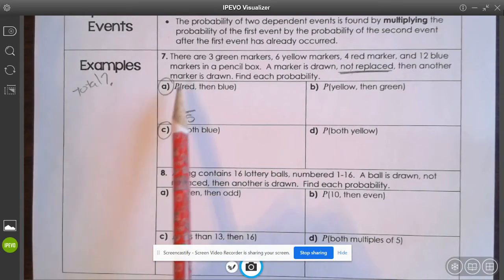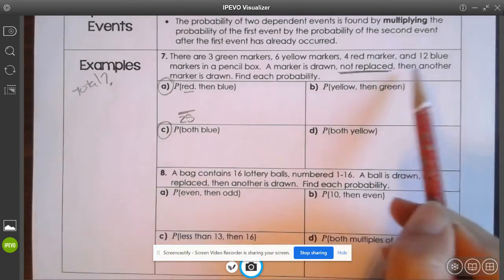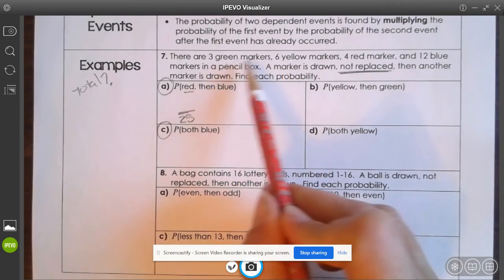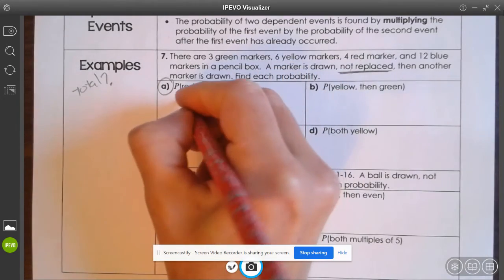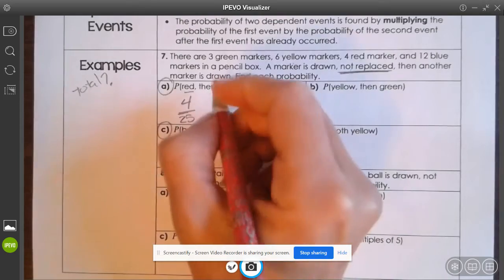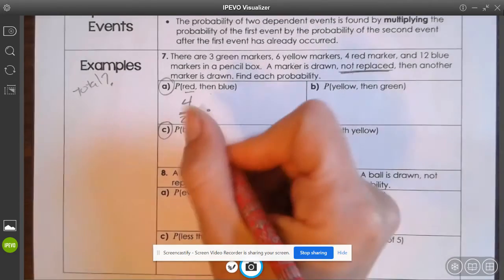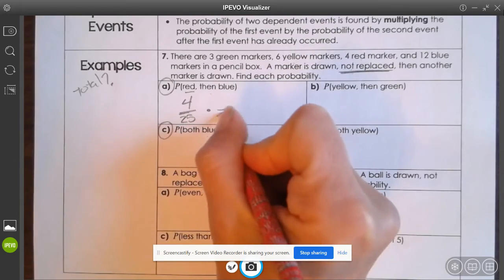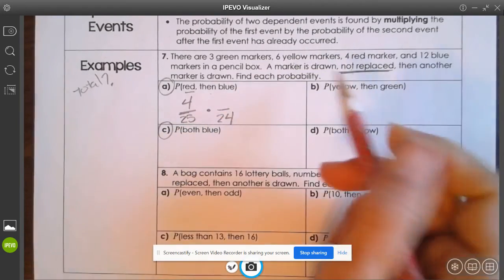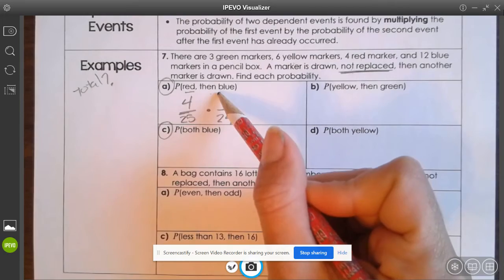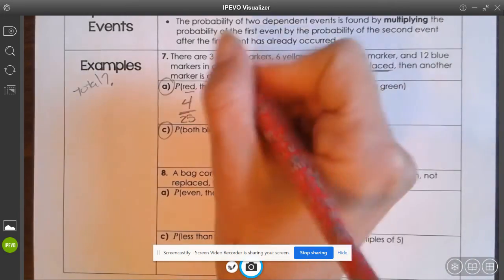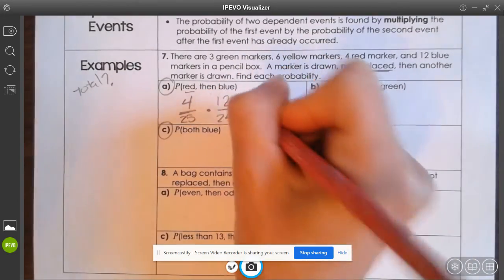Then it says it's not replaced. So the first one that we're looking for is red. So how many reds are there? Markers, green, red. There are 4 reds. And then for the next one, since it's not replaced and we have that marker out, this drops the number by 1, right? So it's 24. But then what are they asking? The next one is blue. So 12 are blue. And that is my answer.